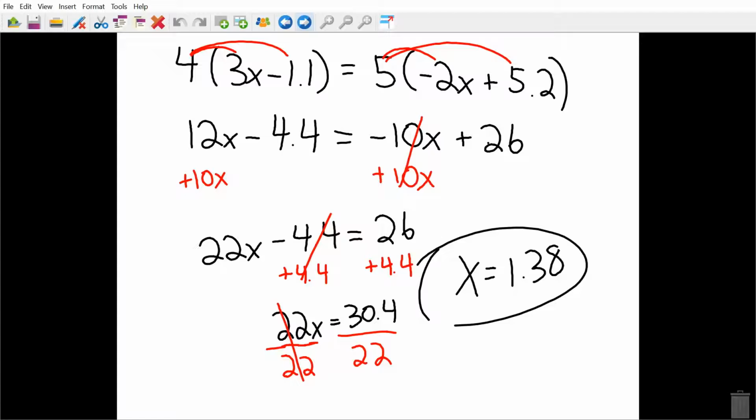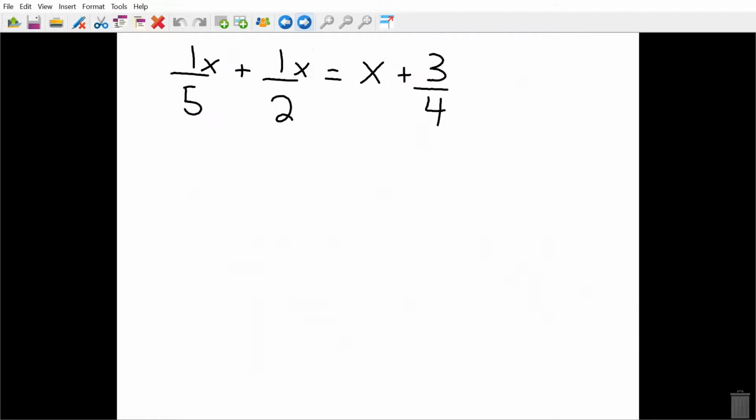Then you're going to want to get the x's together, so you have to add 10x to both sides, leaving you with 22x minus 4.4 equals 26. Next, we're going to add 4.4 to both sides to start to isolate the x, leaving us with 22x equals 30.4. And the last step is to divide by 22, which will give us x equals 1.38. Next question.